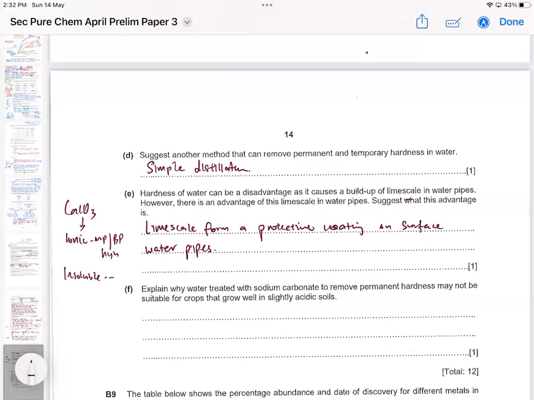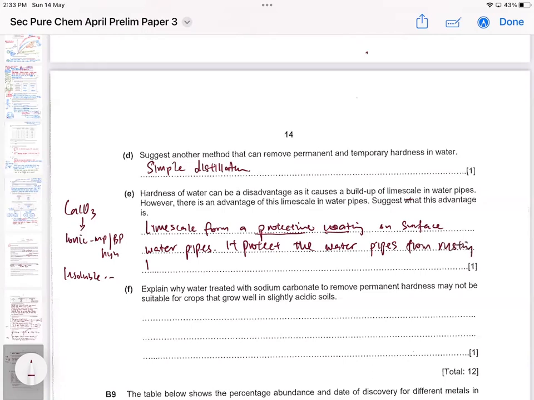Hugo, why do you think this coating is an advantage, even though it might have the issue of clogging up and everything? What can it actually help you? Because I use the word protective coating, what is it protecting? The pipe. What does the coating protect it against? Rusting. Yeah, correct. It protects the water pipe from rusting.